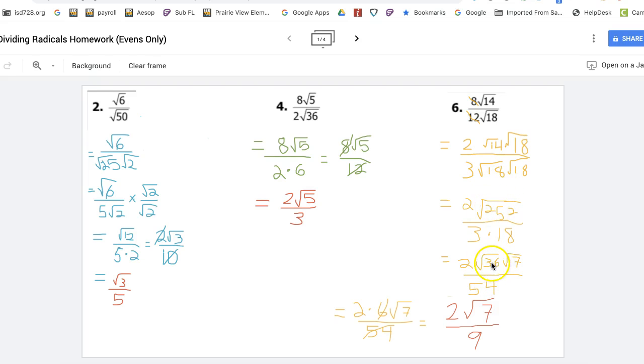I took 252 and 36 and 7 go into it. Luckily, 36 gives me a 6 when I take the square root. So 2 times 6 over 54, and you could simplify it then. Or I said, hey, 6 goes into 54, so I just did some simplifying right away. You get 2 root 7 over 9.